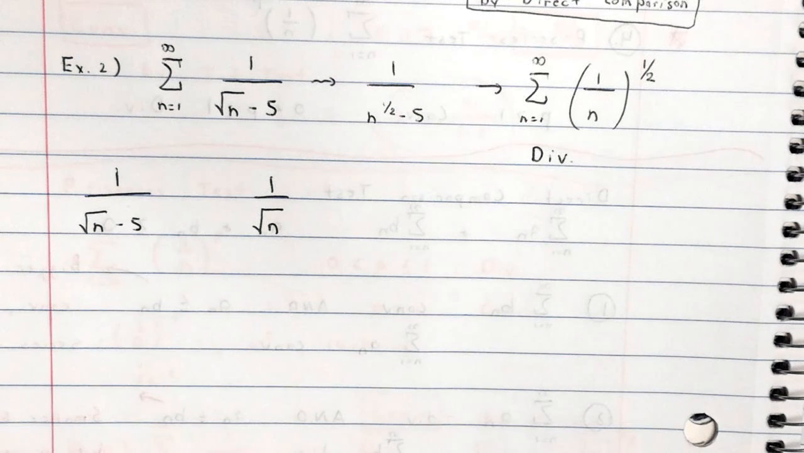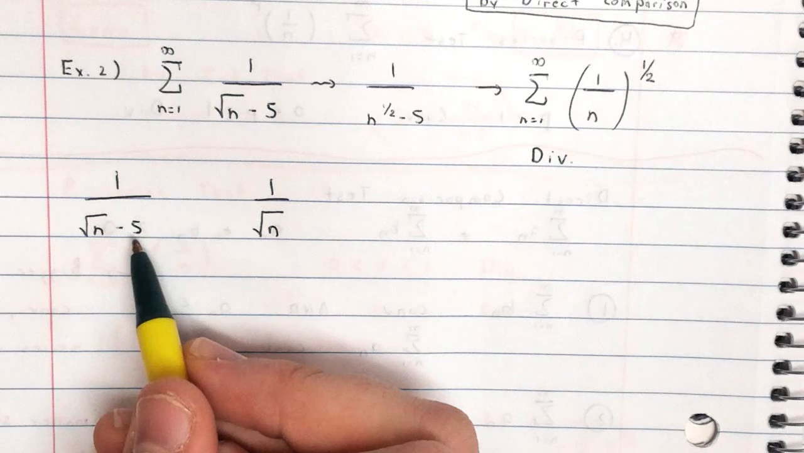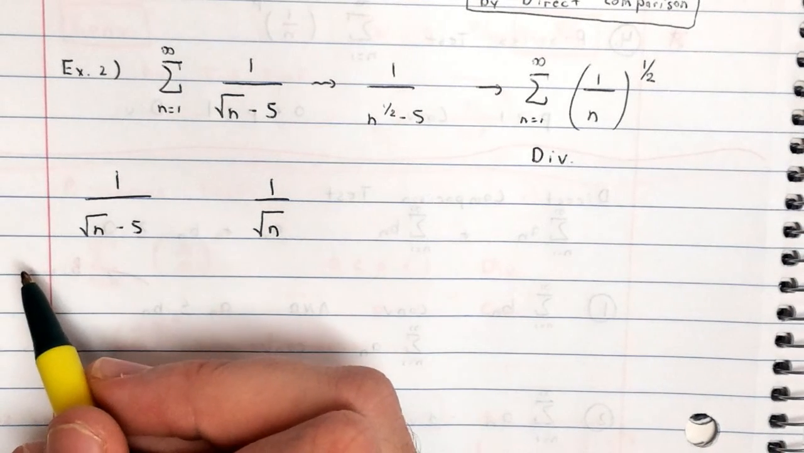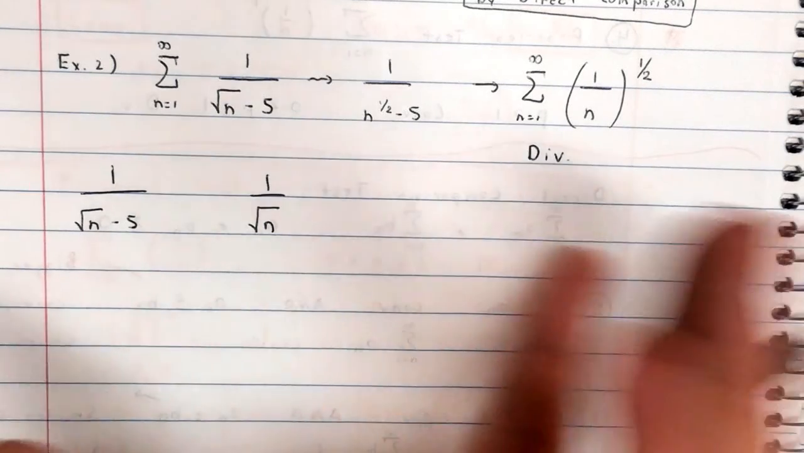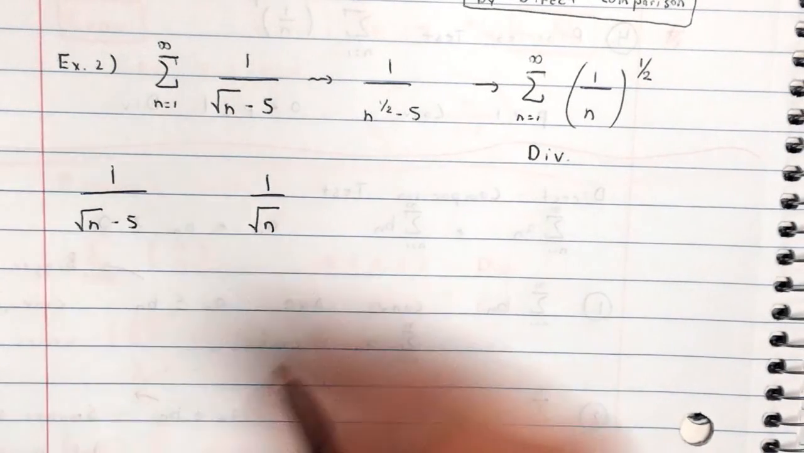Some of you, really all of you, should be able to look at this and say, great, which one's bigger? But if you can't, plug in a number. This side, the denominator is subtracting 5. So this denominator is smaller. Therefore, the overall thing will be bigger.